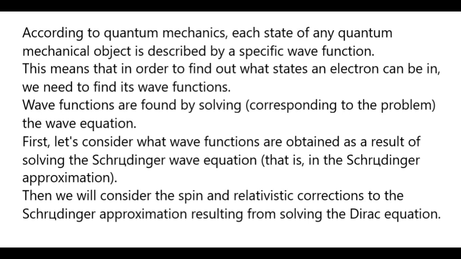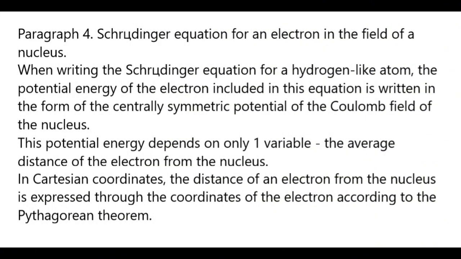First, let's consider what wave functions are obtained as a result of solving the Schrödinger wave equation, that is, in the Schrödinger approximation. Then, we will consider the spin and relativistic corrections to the Schrödinger approximation resulting from solving the Dirac equation. Paragraph 4. Schrödinger equation for an electron in the field of a nucleus.